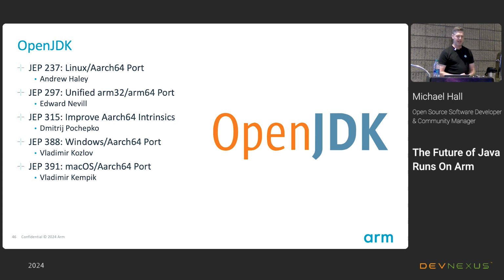Then in JEP 388, Microsoft contributed a port for Windows, so you can run on Windows on AArch64. And then JEP 391 came the Mac port, which was based partially on the work on the Windows port. So now you've got support for Linux, for Mac, and for Windows on AArch64 from OpenJDK itself.